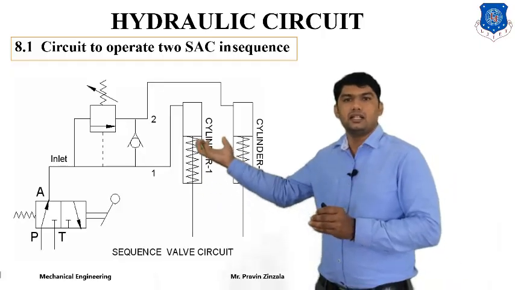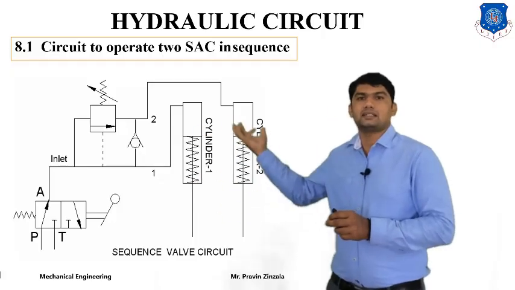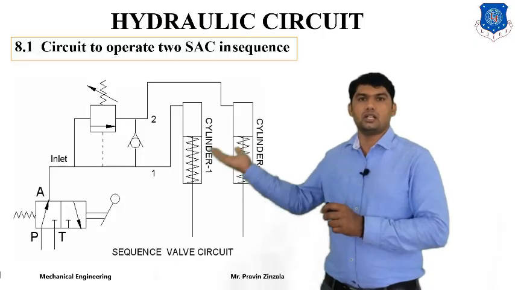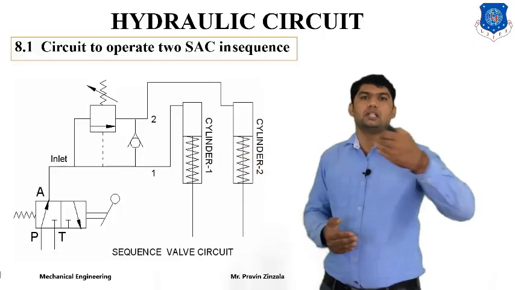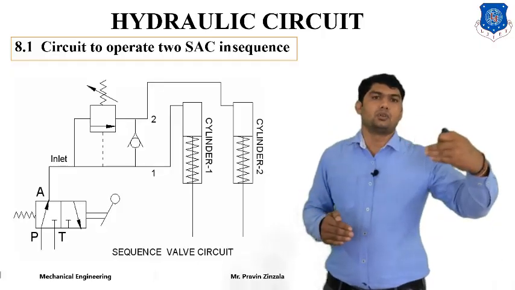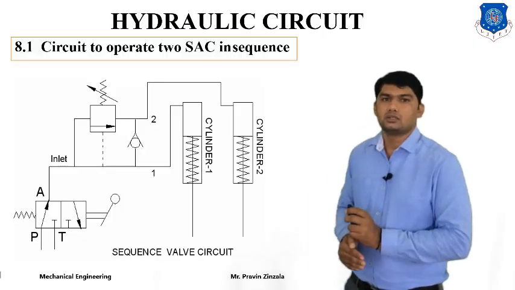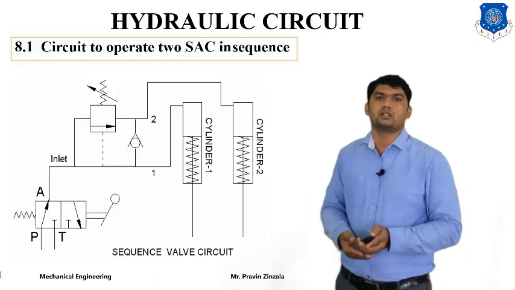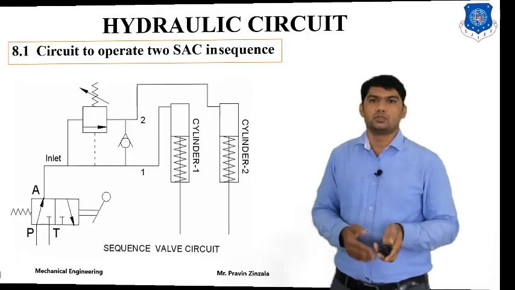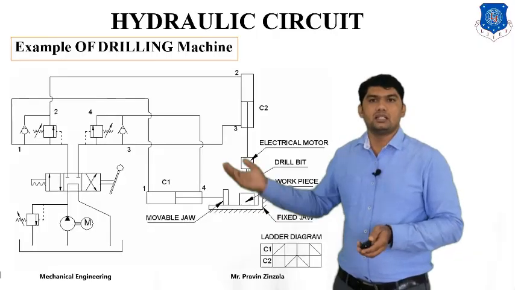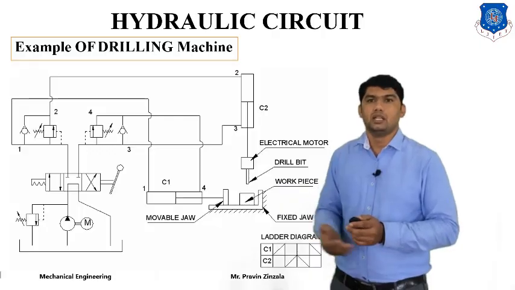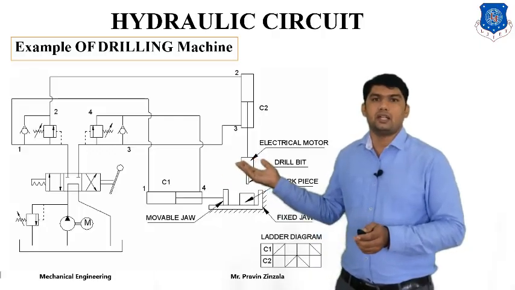First of all, cylinder number 1 will extend, then the second will extend, and then they retract simultaneously. So up to the requirement, we can operate any number of cylinders or operations in sequence: first operation, second, third, fourth, fifth, up to the requirement. This is the practical application in industry for sequenced operation. This is the best example of a sequencing circuit: the operations of a drilling machine. And this is the industrial application.